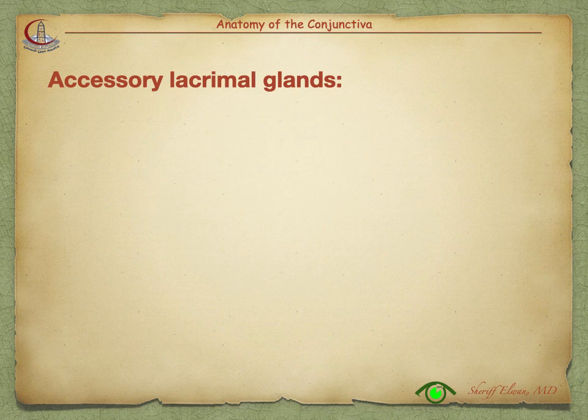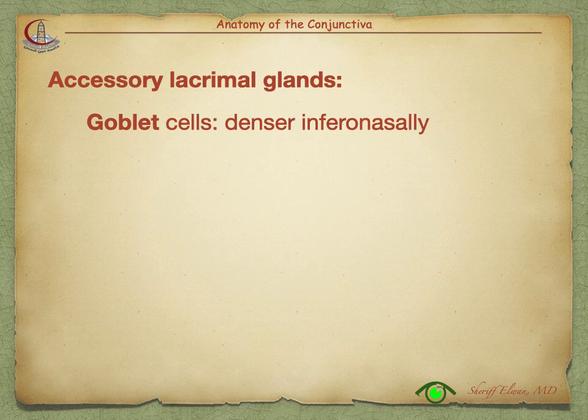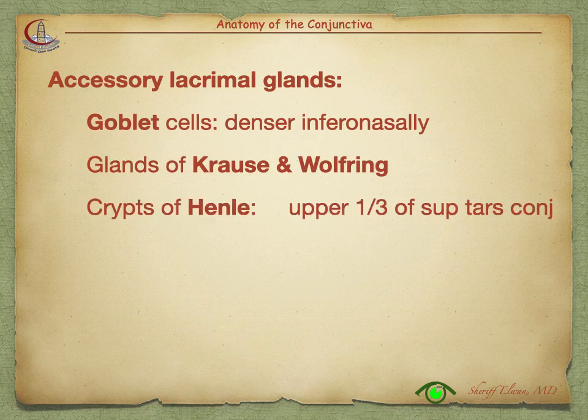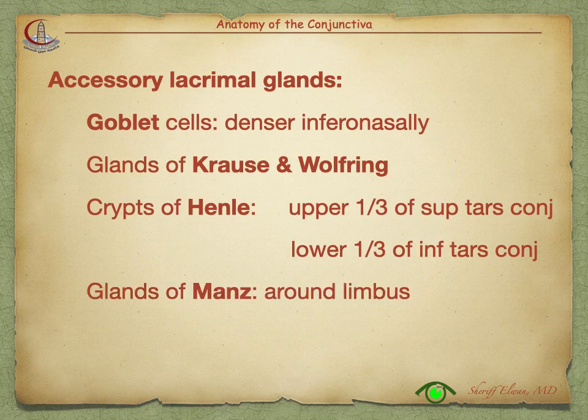The accessory lacrimal glands are four. First, the goblet cells, which are denser infranasally; the glands of Krause and Wolfring; the crypts of Henle, which are just folds in the epithelium, numerous in the upper one-third of the superior tarsal conjunctiva, as well as the lower third of the inferior tarsal conjunctiva; and finally the glands of Manz, which are more around the limbus. All the details of the histology of these structures have been described in the lecture on the anatomy of the lacrimal system.